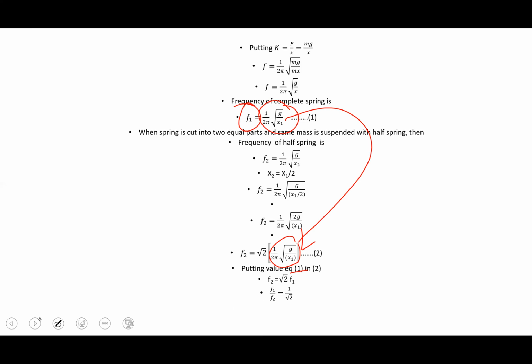And if we rearrange this equation, it will be F1 divided by F2, which was a comparison. So it will be 1 over root 2. If we calculate on our calculator, F1 divided by F2 is equal to 0.707. And that is our required answer. There is no unit because it is a comparison between two frequencies.